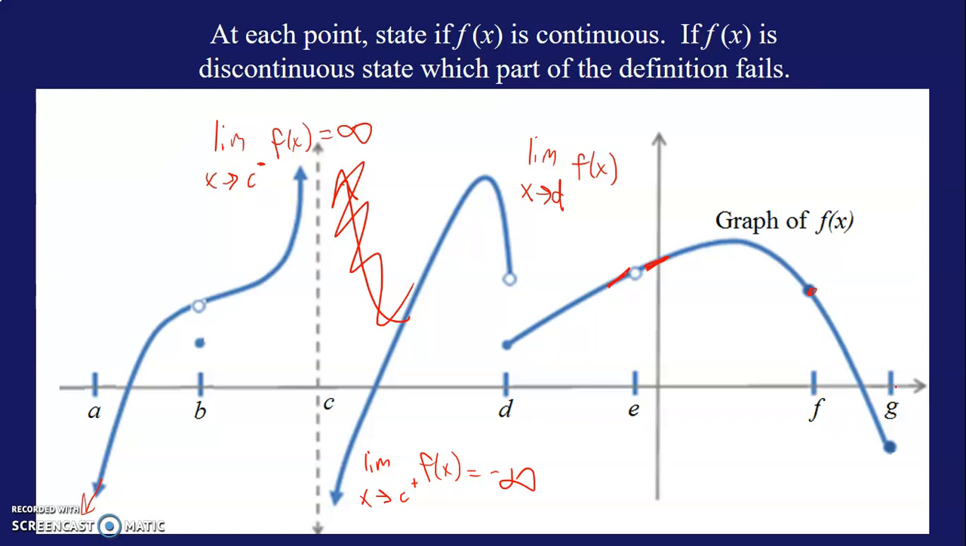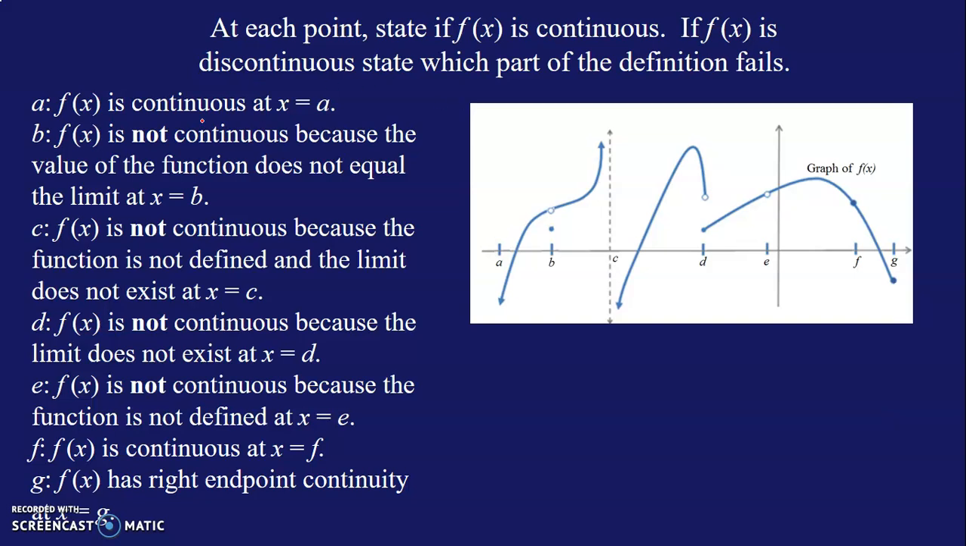And then at G, it's kind of a trick question. You can say that it has endpoint continuity, but you wouldn't really say that it's continuous because the left side limit and the right side limit aren't the same, but it does have endpoint continuity. Don't get too caught up on endpoints. All right, so again, you can check your work here. I've got it all written out. So hit pause, read through it, make sure it looks right.